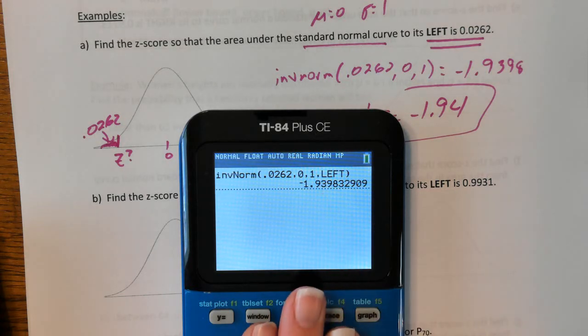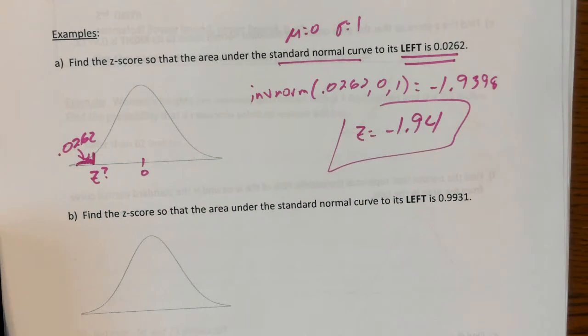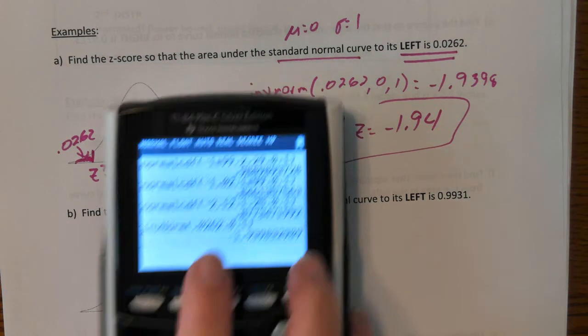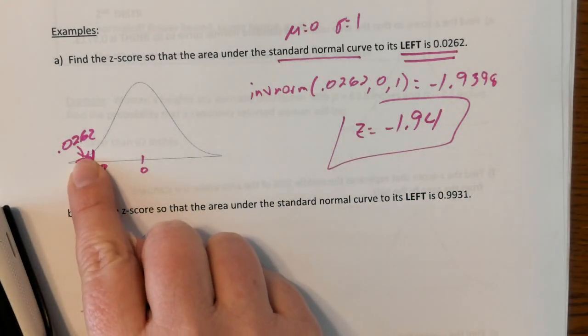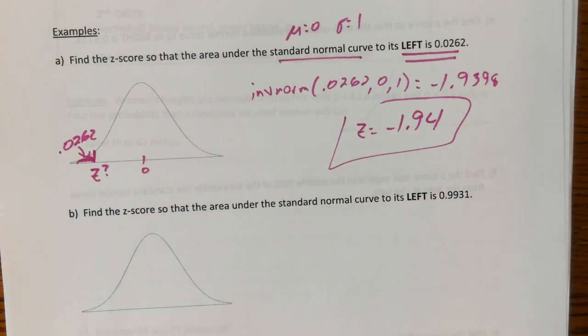What the brand new calculators do is let you pick where that region is, on the left, on the right, or in the middle. The older calculators, the regular 83s and 84s, always assume that the area you're looking for is on the left. So that's why it always assumes you've got the left. Okay? Let's try another one.